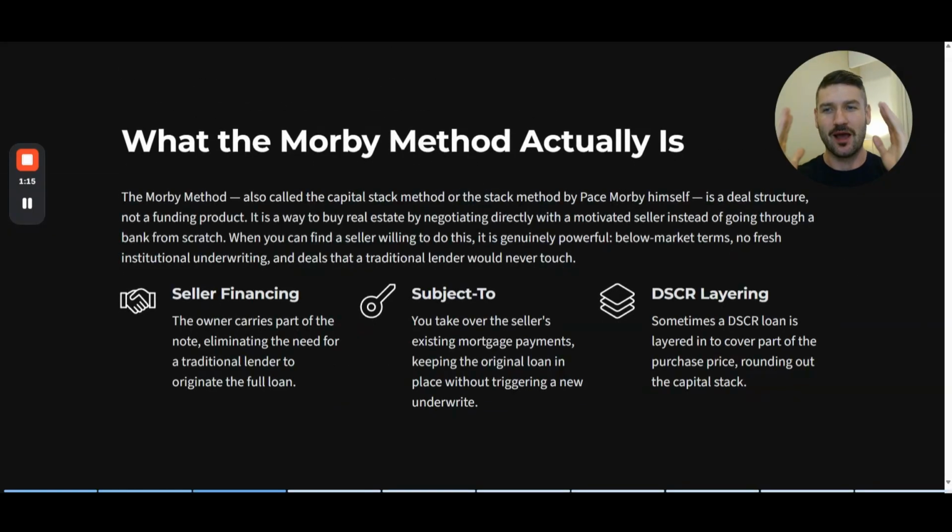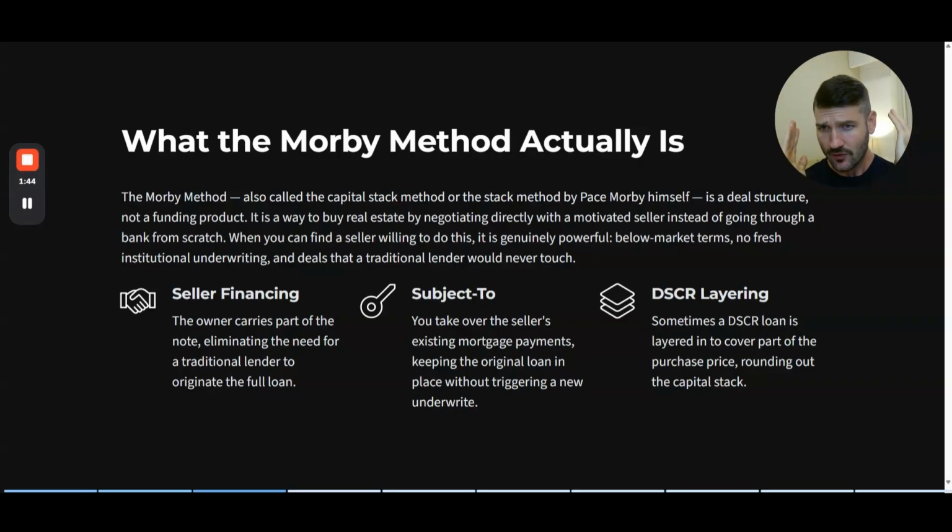So what the Morby Method actually is. The Morby Method, also called the capital stack method or the stack method by Pace Morby himself, is a deal structure, not a funding product. It is a way to buy real estate by negotiating directly with a motivated seller instead of going through a bank from scratch. When you find a seller willing to do this, it's genuinely powerful. Below market terms, no fresh institutional underwriting, and deals that a traditional lender would never touch.